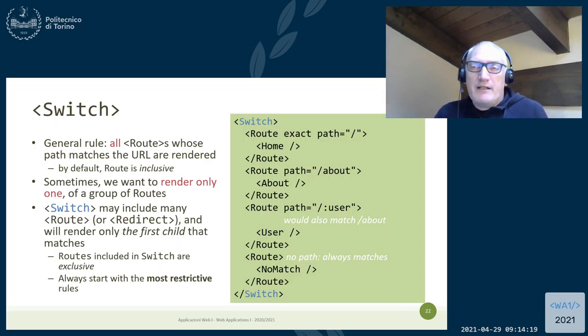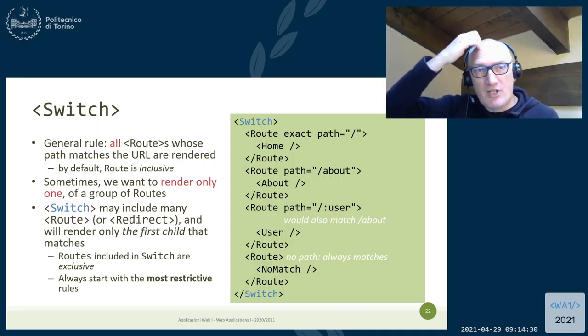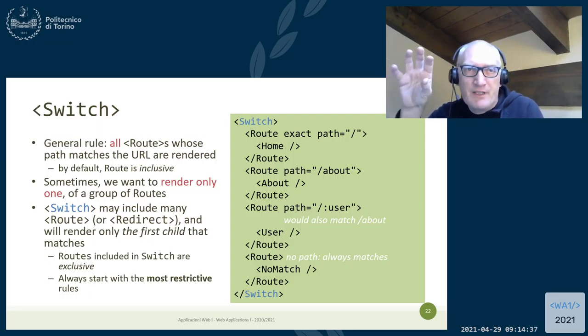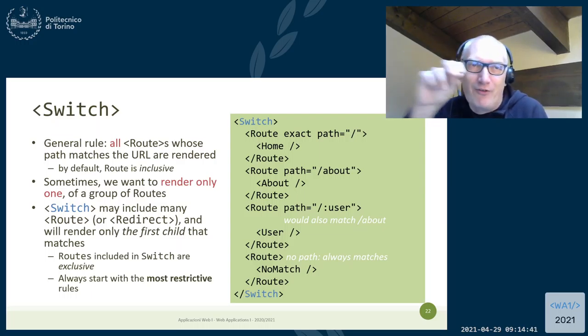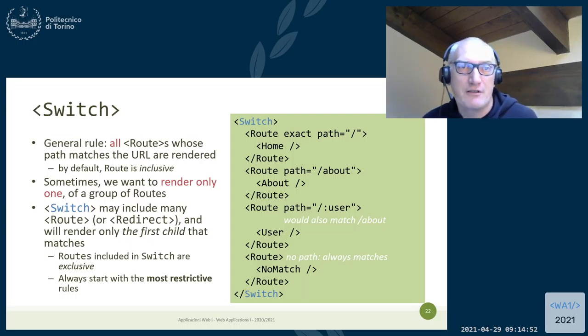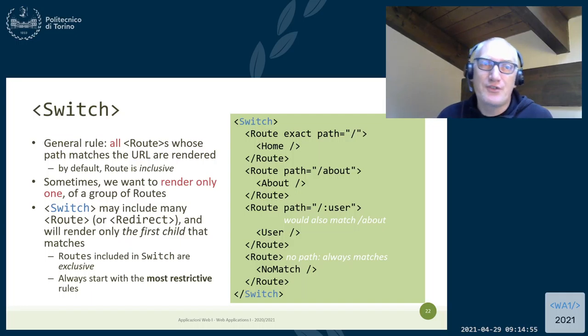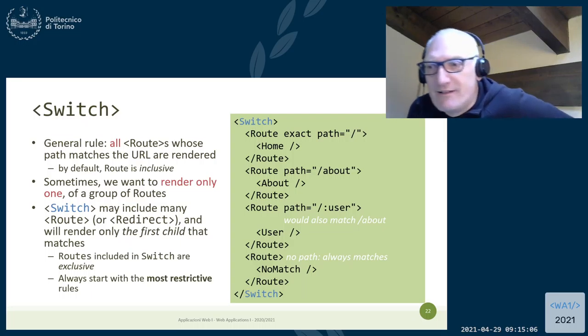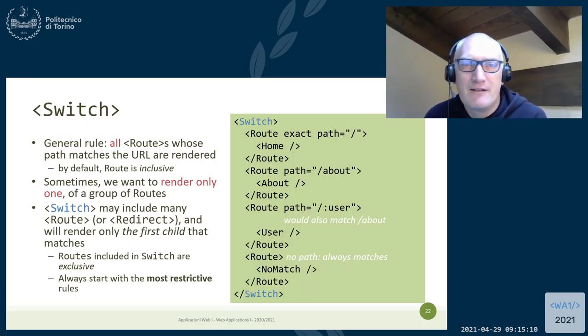Routes are just independent from each other. Every route will match the URL and will decide, okay, should I render or not my children, independently from each other. In case you have a group of routes and you want to render just one of them, you have to be very careful with the matching so that when one matches, the others will not, or include them in a Switch component. Including them in the Switch component means that the routes are evaluated in order, and the first one that matches will be rendered, and the others will be skipped, okay? Like a case statement in C, basically. So the first one will win.